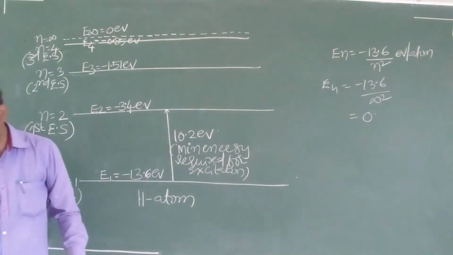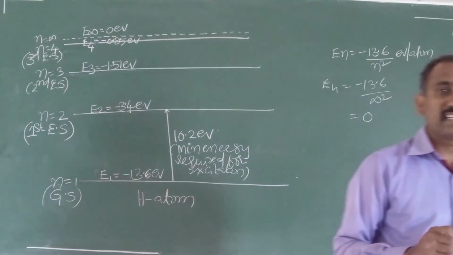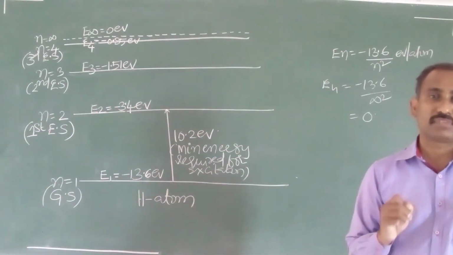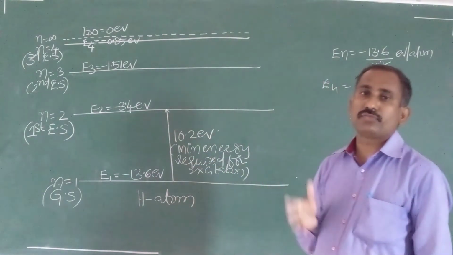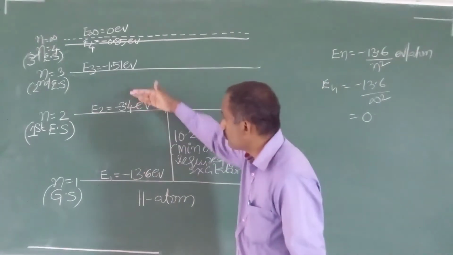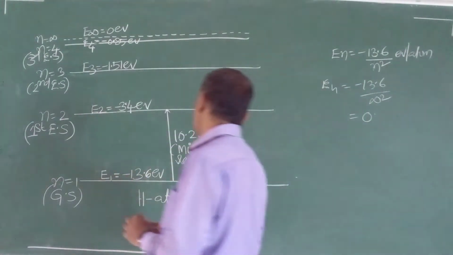Sometimes in an objective exam they will frame the question like this: what is the minimum amount of energy required for a hydrogen atom for excitation? If you remember 10.2, within seconds you will get the answer. Otherwise we have to calculate E1, E2, then the difference. It takes time. 10.2 electron volts.